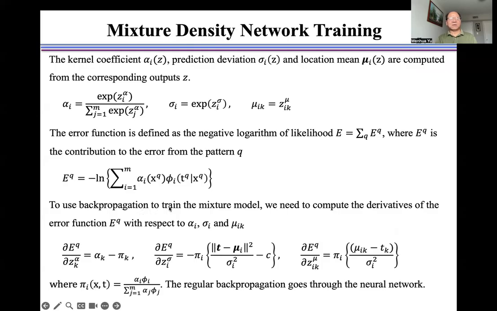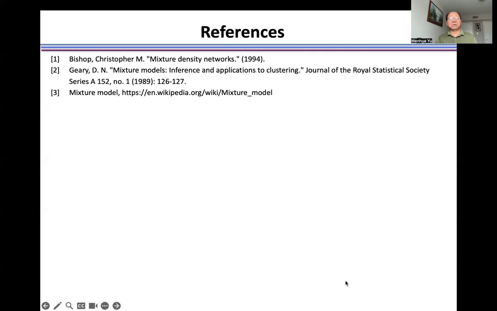To use backpropagation to train the mixture model, we need to compute the derivatives of the error function EQ with respect to alpha, sigma, and mu as shown here. This pi I is computed from this normal formulation. The regular backpropagation goes through the neural network. For more details, please check these references.